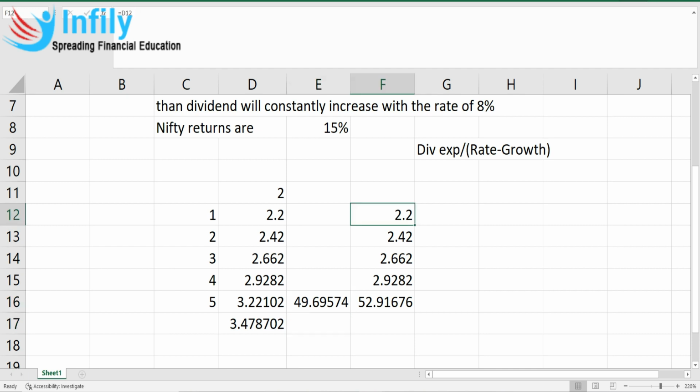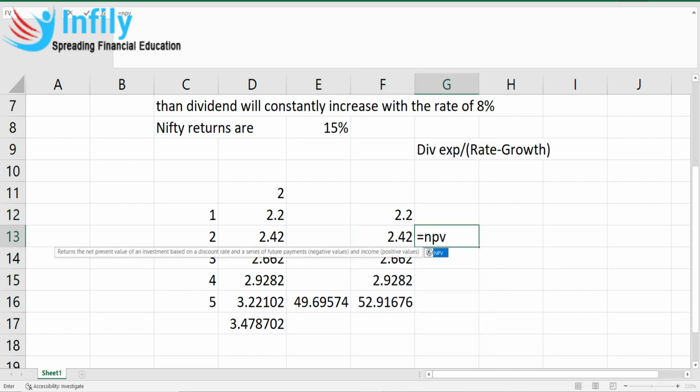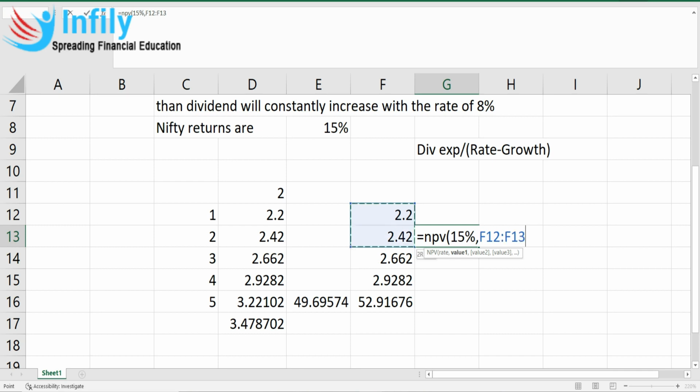Now I am going to discount all these future cash flows from the security at the market rate. For this I'll use the NPV formula. Rate is 15%, comma, and I'll select all these future earnings. So this is 33.48. So 33.48 is basically the fair value of this security as per the dividend discount model.